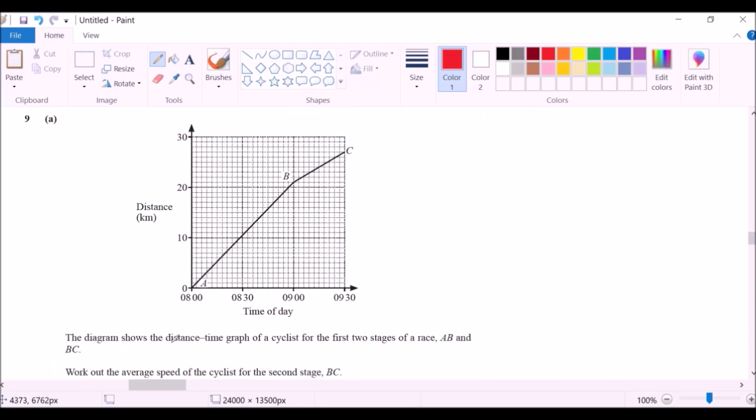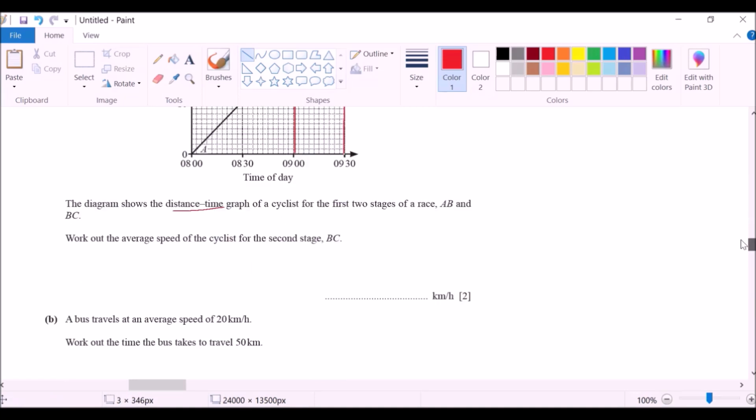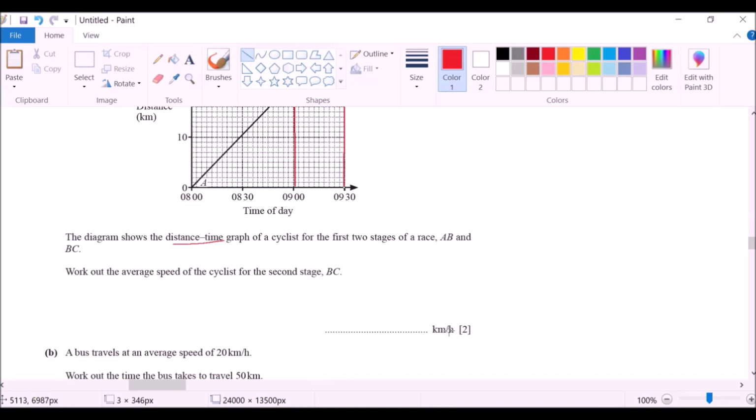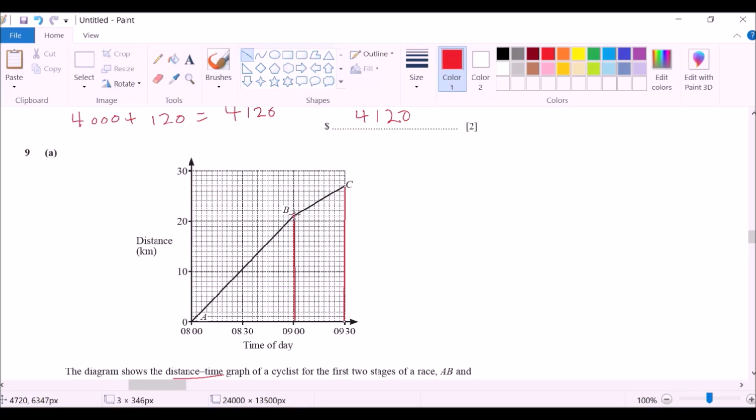The diagram shows the distance time graph of a cyclist for the first 2 stages of a race, AB and BC. Work out the average speed of the cyclist for the second stage, BC. For the distance time graph, the gradient is the speed. So for the second stage, we need this value here and that value, calculate the time lapse, and we are using kilometers per hour. So we need to convert this time in hours. Then the distance is already in kilometers.